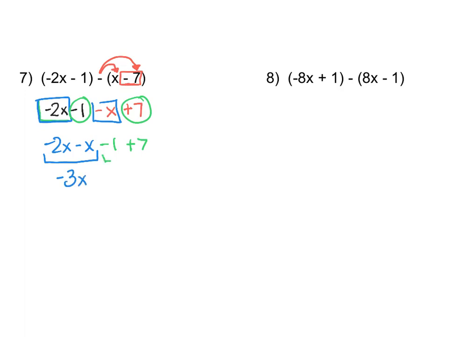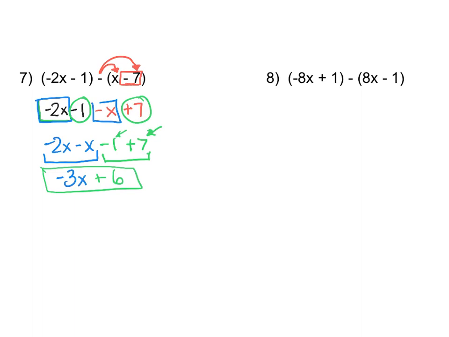And then negative 1 plus 7 is just plus 6, right? There's more positives, so my answer is going to be positive. And I have to subtract because I have some negatives and some positives. So I need to subtract them. So my answer is negative 3x plus 6.